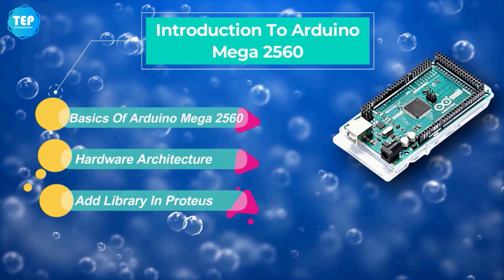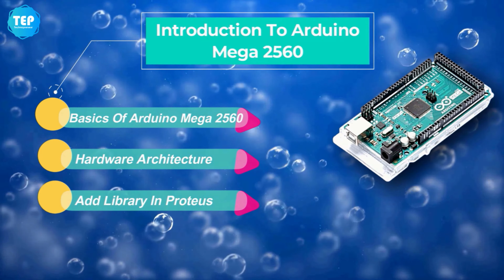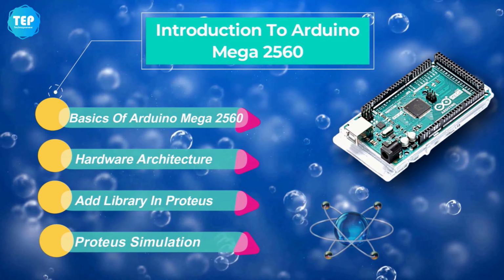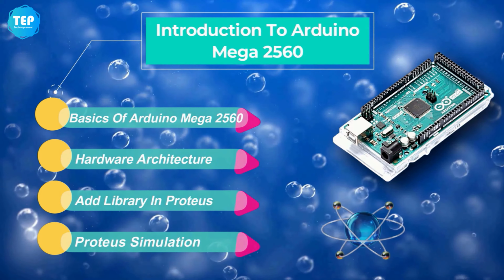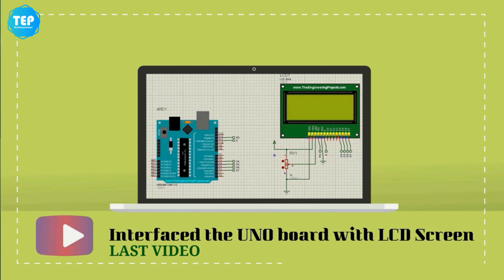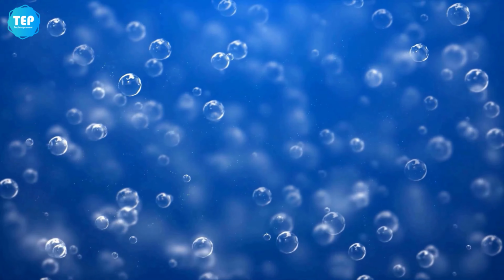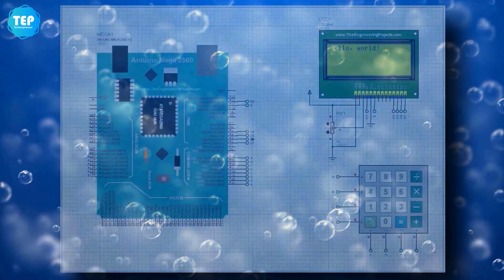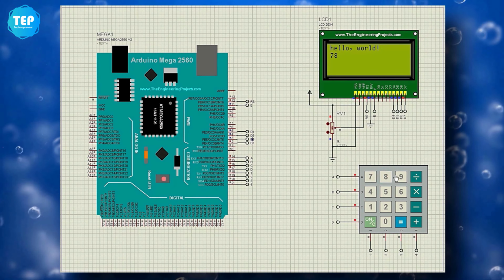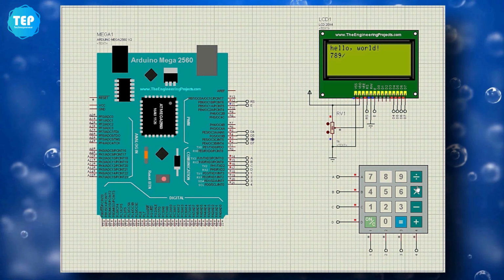In the third part, I will show you how to add its library to Proteus software for designing its simulation. And finally, in the last section, we will design a small simulation in Proteus software. In the last video, Introduction to Arduino Uno, I have interfaced the Uno board with LCD. So today, we are going to move one step forward, and will interface both LCD and keypad with a Mega board. We will design a code that will display the pressed key on the LCD screen.